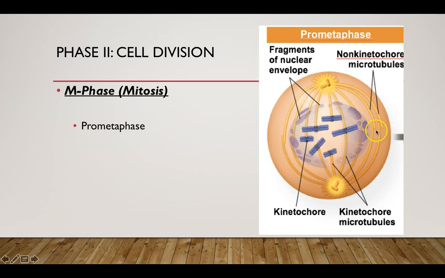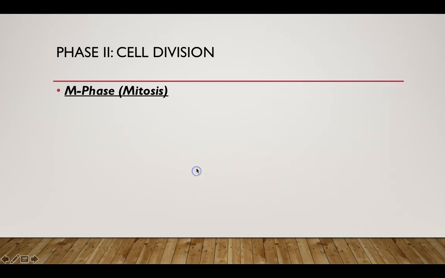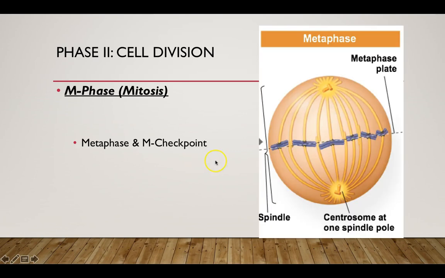This is going to be essential for lining up these sister chromatids for metaphase and for separation in anaphase. Now, your non-kinetochore microtubules are actually going to push against each other, and they push against each other to elongate the cell, to make that cell even bigger. Okay, so this is what's happening during the prometaphase. And prometaphase is essential for the next phase, which is metaphase.